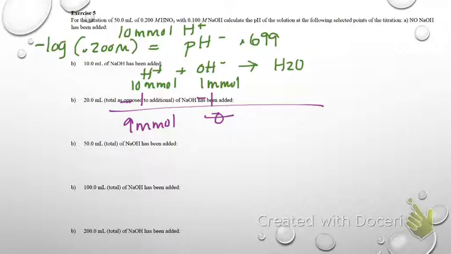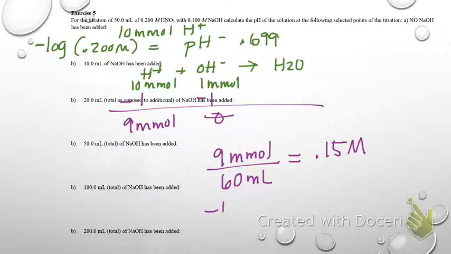So now to get the pH, what do I need? Negative log of the concentration. I need the concentration first though, right? Yes. Right now I have millimoles, so I've got to get my concentration. So I have 9 millimoles over what's my new volume? 60. Because I had the original 50 mils of acid and I added 10 mils. So now I can divide by 60 milliliters and that's going to give me 0.15 as my concentration.